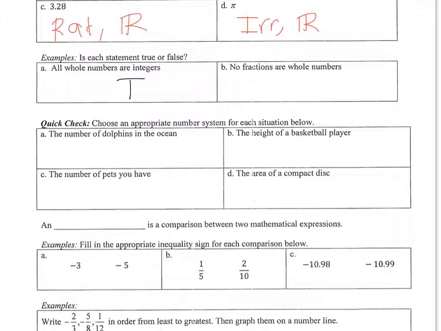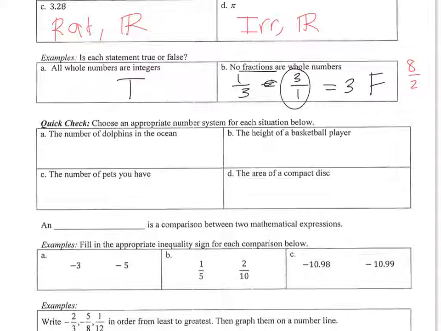And letter B, no fractions are whole numbers. So a fraction is a number that is an integer divided by another integer. So if I write 1/3, that's definitely not a whole number. But what if I write 3/1? Is this a fraction? Yeah. Is it a whole number? If you divide 3 by 1, do you get a whole number? Yeah. So this is actually false. 3/1 is called a counterexample. Another counterexample could be like 8/2, because that's 4.